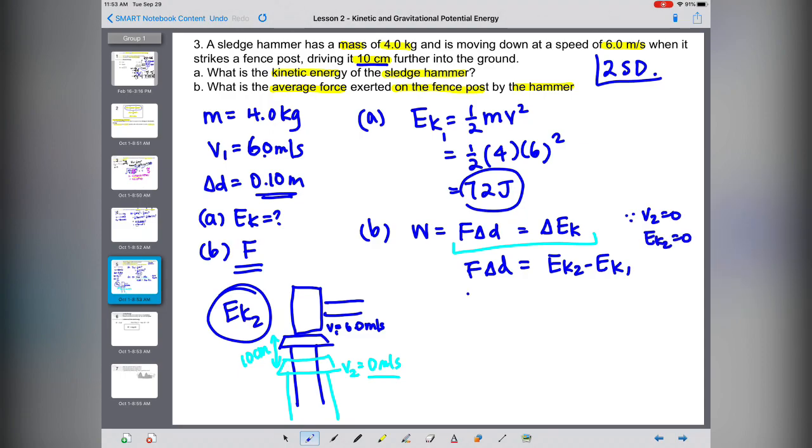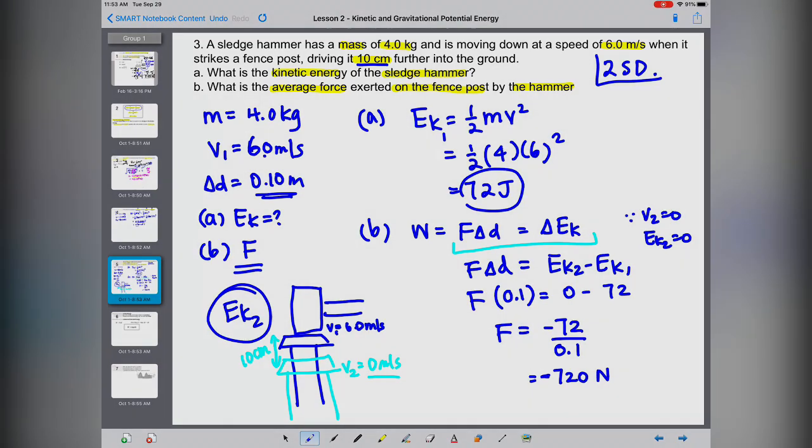So F is what I'm looking for. Delta D is 0.1. It equals EK2 minus EK1. F is equal to negative 72 divided by 0.1. So negative 720 Newton. Now why negative? Okay, so think about the values, right? The initial velocity is 6. It is at 0. This is the force that is actually acting against the sledgehammer.